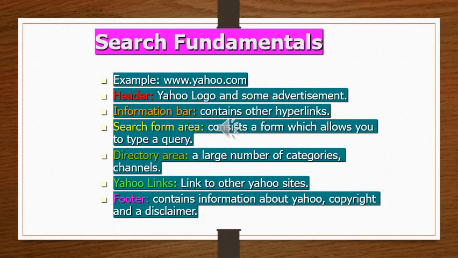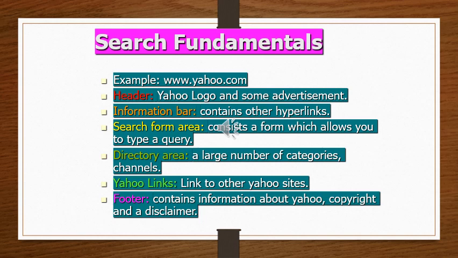Now, let's talk about how you do a search. What you do first is you open your web browser and you type www.google.com or www.yahoo.com. Example, if you use www.yahoo.com, what do you see? You first see the header. What is the header? The header contains the Yahoo logo and some advertisement. Then you see the information bar, which contains other hyperlinks. If you want to link to other places on the website, there is an information bar that contains that. Then the next thing you see is the search form area, which contains a form which allows you to type a query that you are looking for.